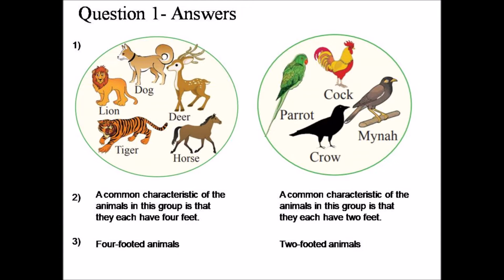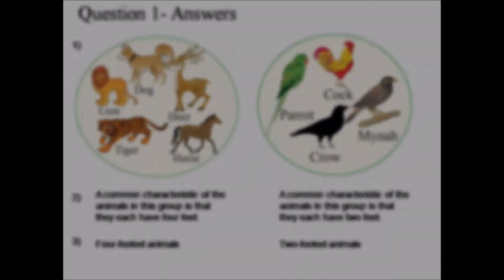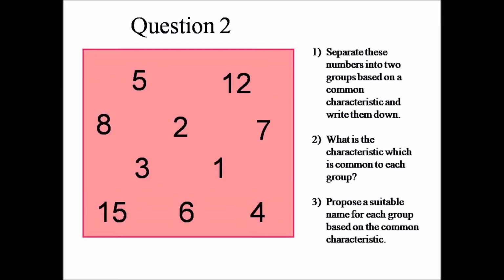Usually in a circle or as a square, we need to draw or write the items or things. And also remember that we need to name the groups very specially. See the second one. You are given a few numbers to be separated into two groups. How can we separate these numbers?